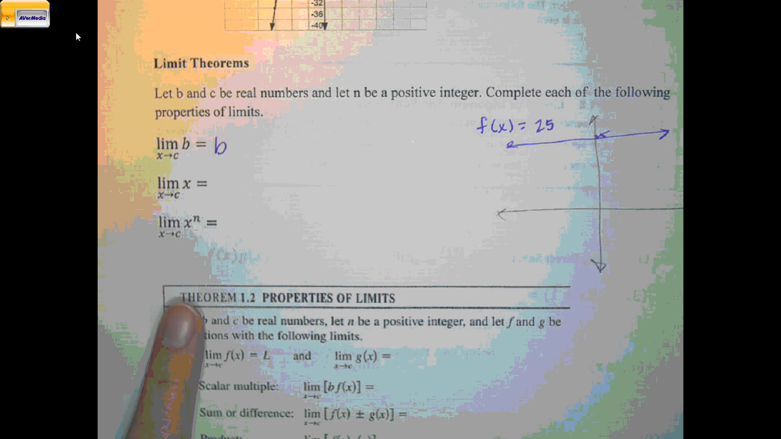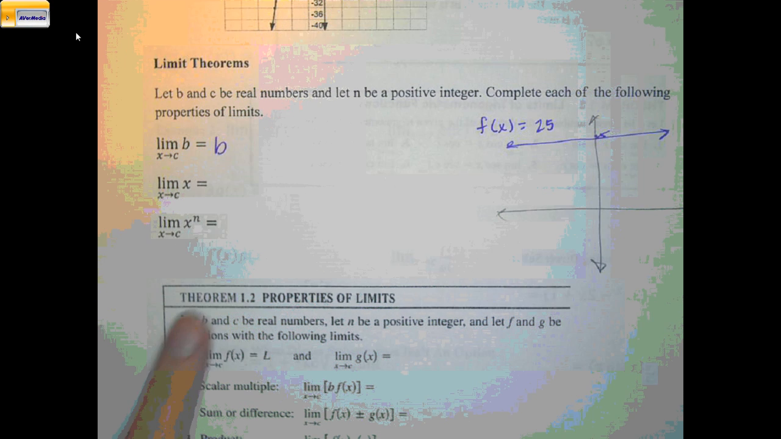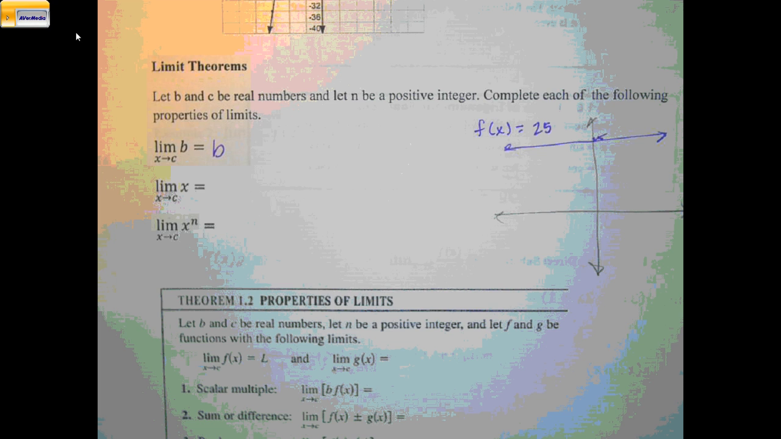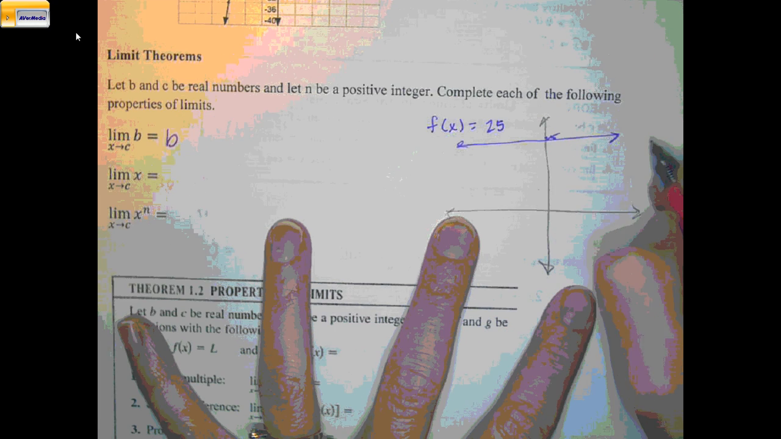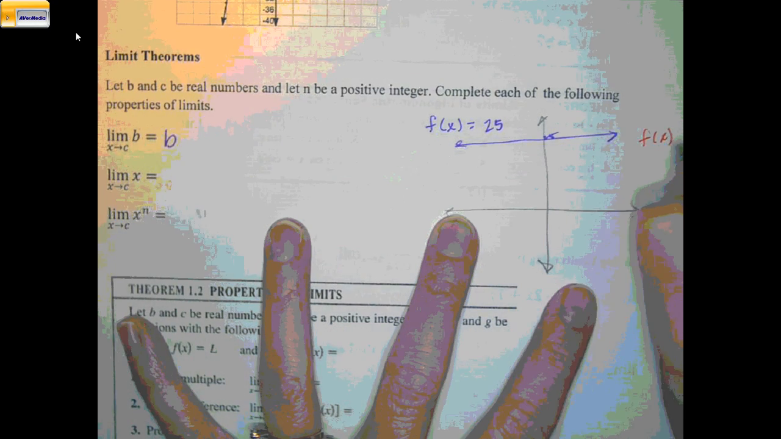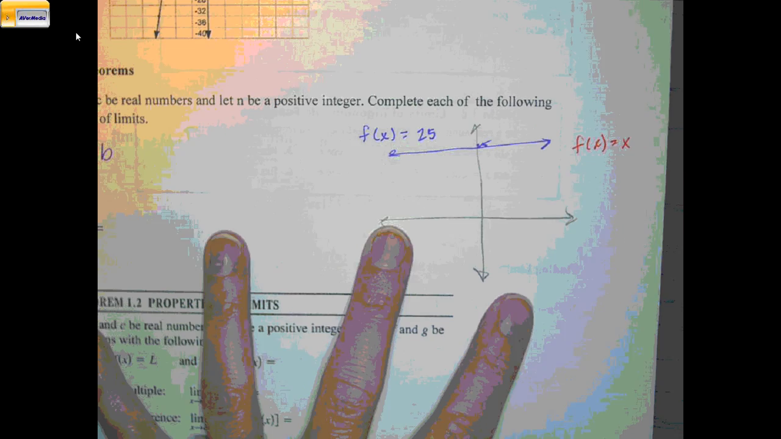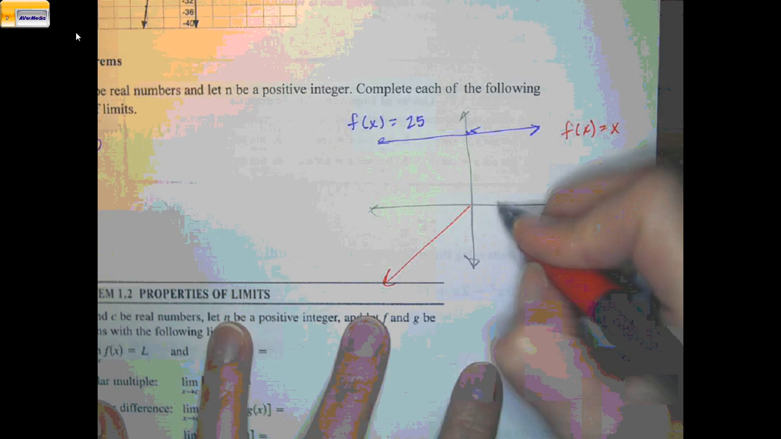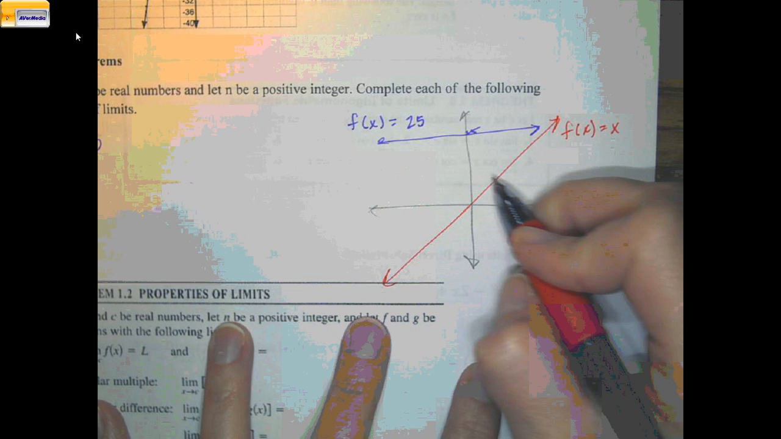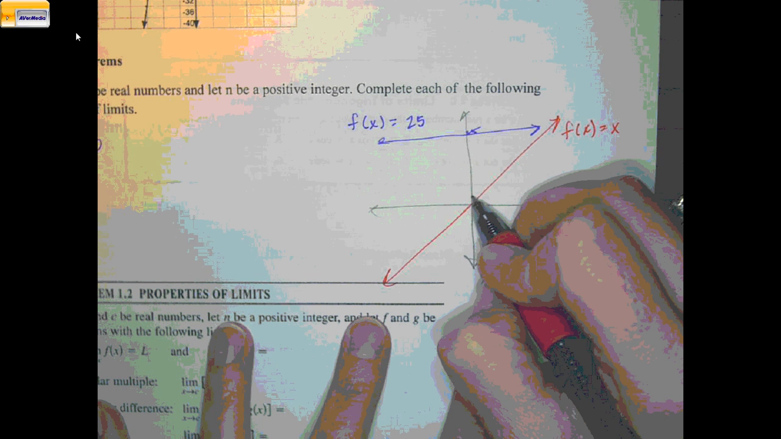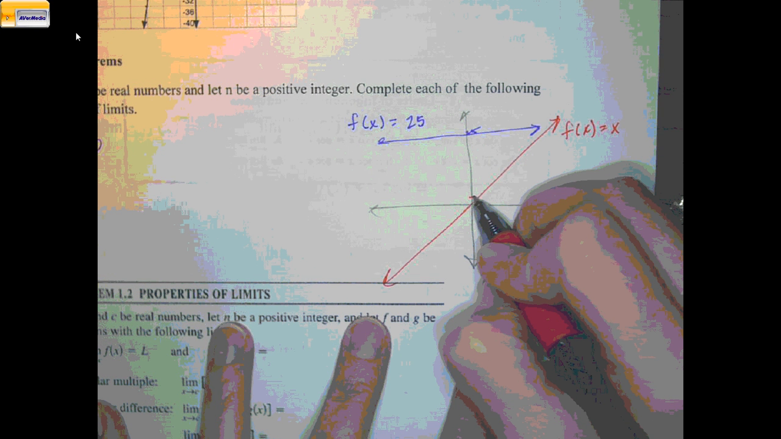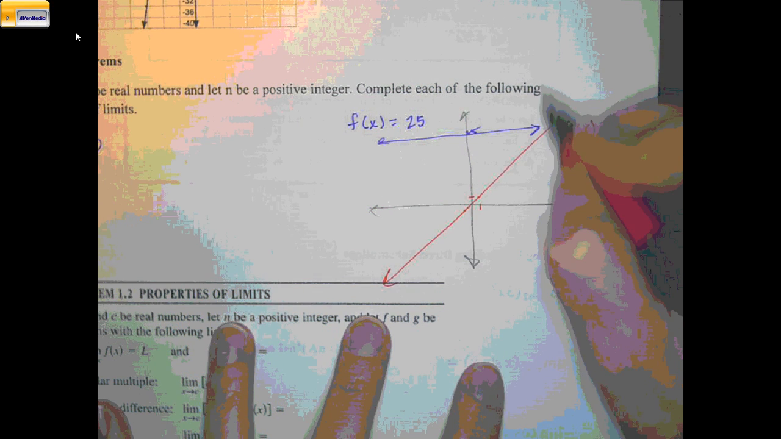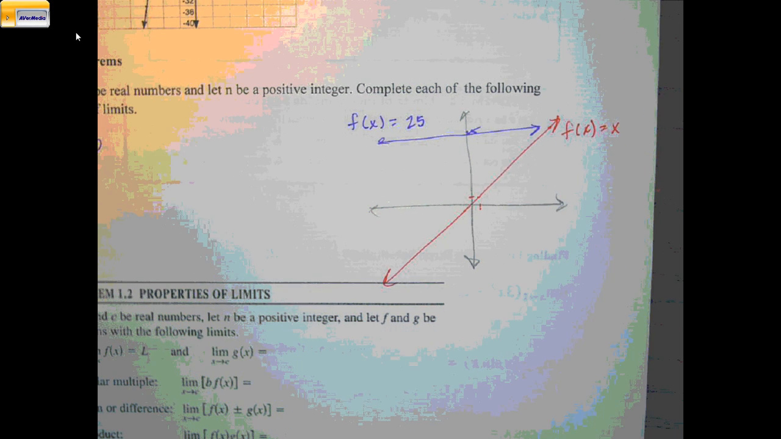The limit of x as x approaches c. So this equation that they're talking about is they're saying that f of x is x. Y equals x. What's that graph look like? A line with a slope of 1, right? When x is 1, what's y? When x is 25, what's y? So whatever x is, that's what y is, right?